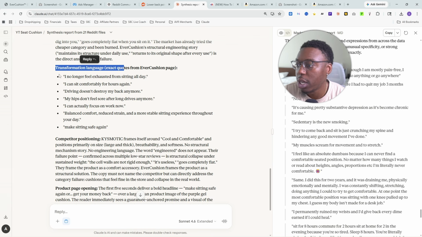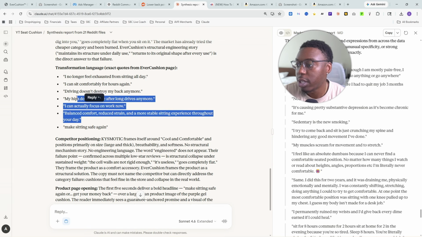So, transformation language. I no longer feel exhausted from sitting all day. I sit comfortably for hours. Driving doesn't destroy my back anymore. My hips don't feel sore after long drives anymore. I can actually focus on work now. So these are the transformations, right?